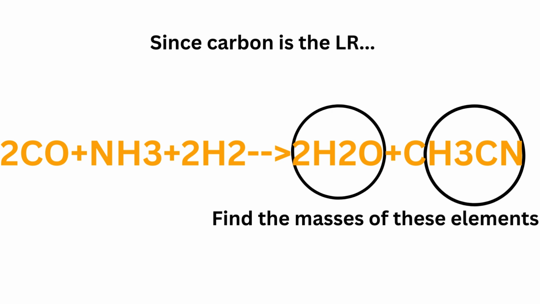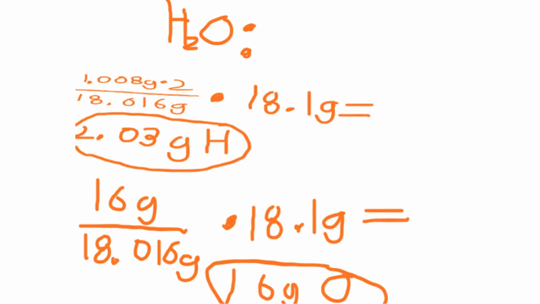Alright, let's move on to actually doing the calculations. As shown in the prior formula, since there are two hydrogen atoms in water, there is hydrogen's atomic mass multiplied by 2 in the numerator. As for the denominator, we have the atomic mass of the compound, water. Then, we are multiplying this fraction by the actual mass of water that was produced in the reaction. From this, we get that there are 2.03 grams of hydrogen in the water. Using the same process, we find there is about 16 grams of oxygen in the water as well.